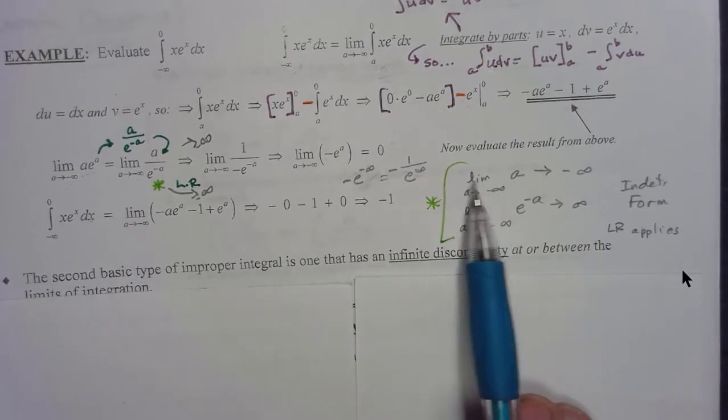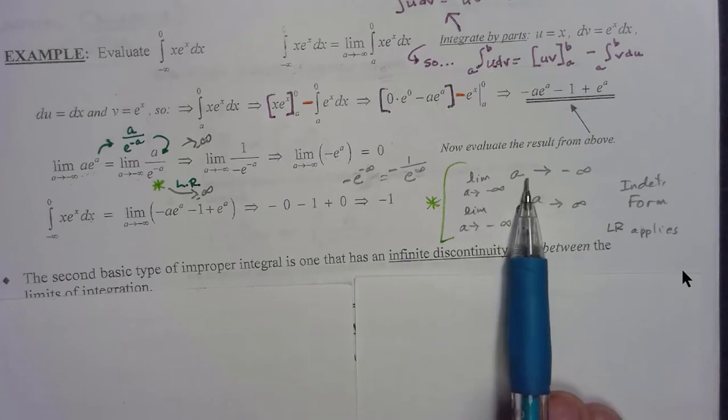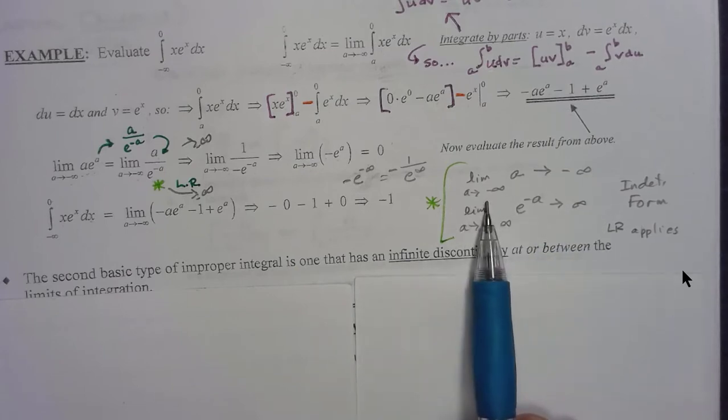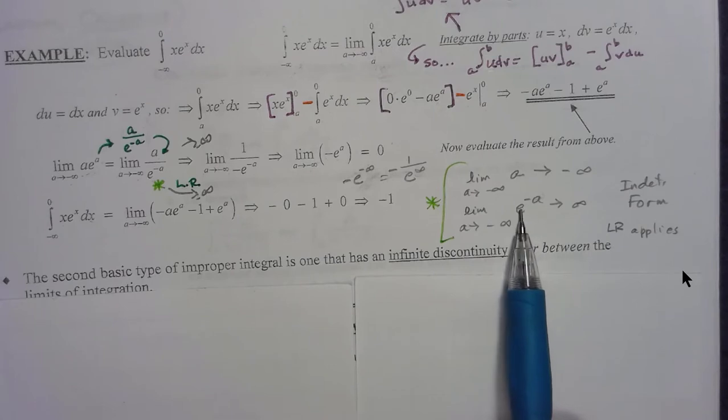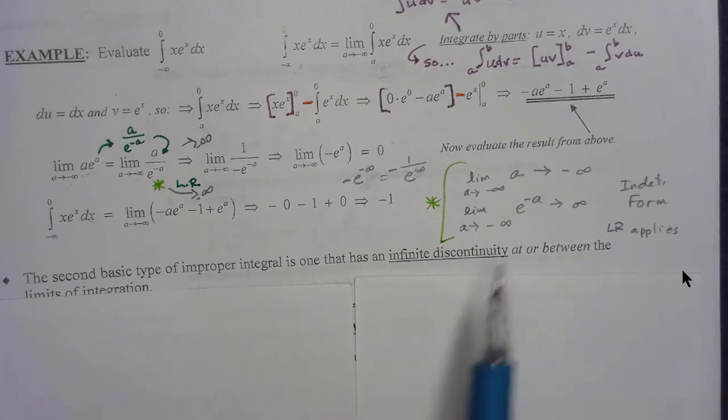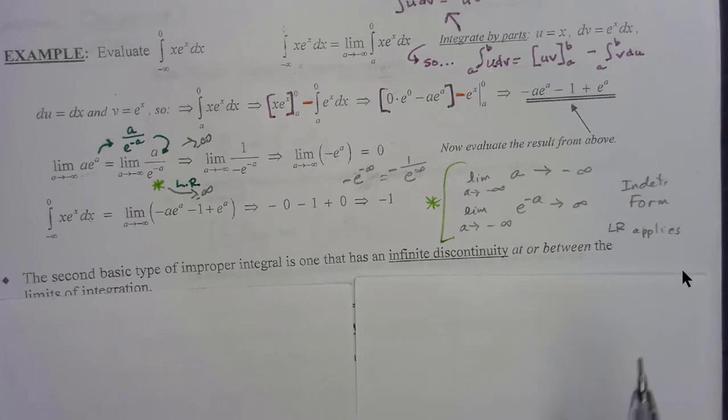Now let's remember that we have these ideas. The limit as a goes to negative infinity of a would be negative infinity. The limit as a goes to negative infinity of e to the negative a would actually be infinity. So you have to think about those things.